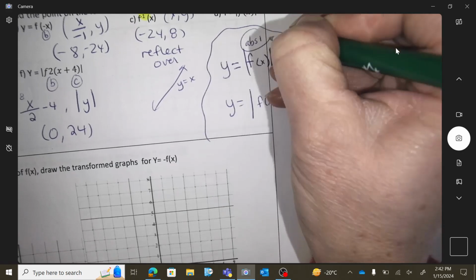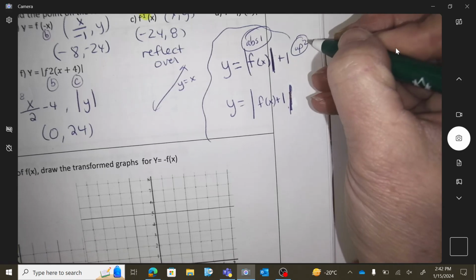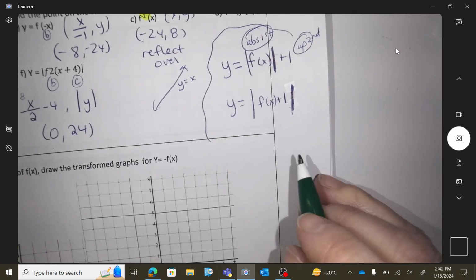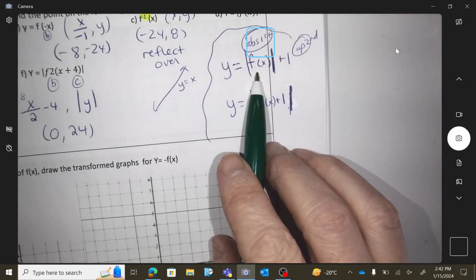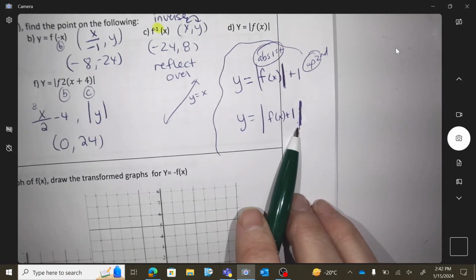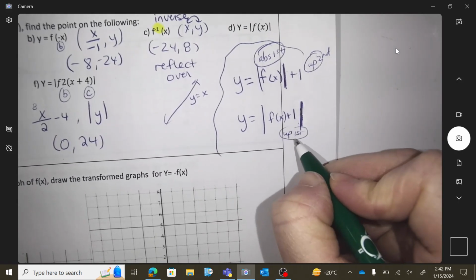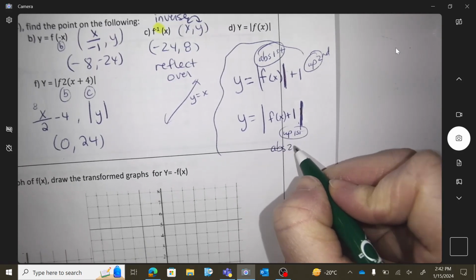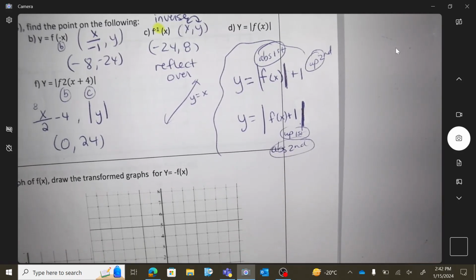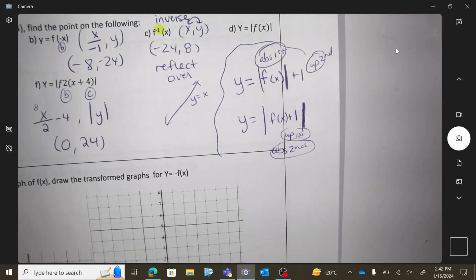You would do the absolute first, and then you would do the up second. On this one, you would do the absolute value of your height, and then go up. On this, you would do up first, and then absolute second. Different, right? When you do those graphs, I suggest you just graph them step by step. Graph them step by step if you saw something like that.